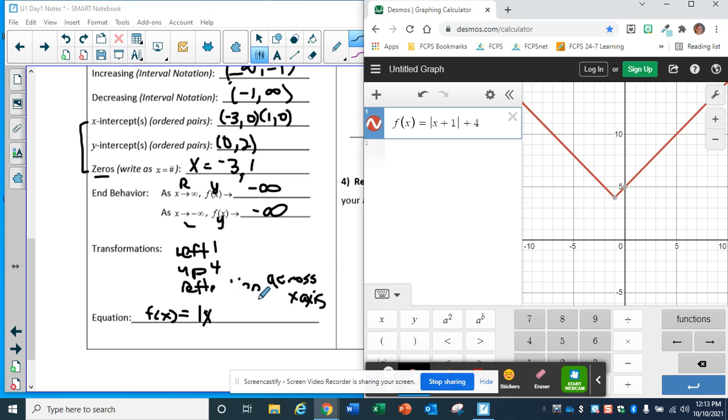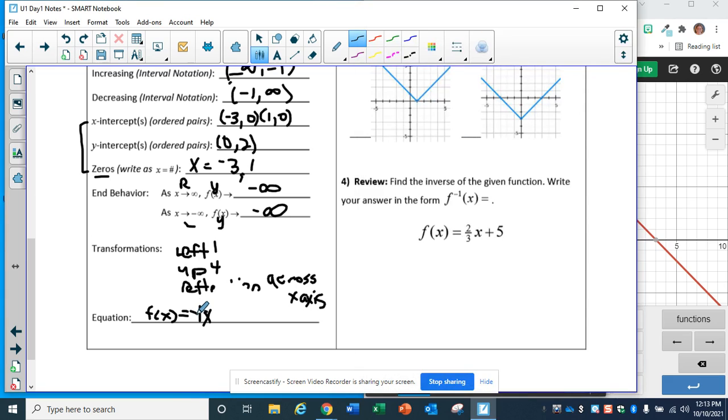Now I also want to reflect it across the x-axis, so I'm going to put a minus here in front, and that will reflect it across the x-axis. All right, so there's my minus in front. I've got a plus 1 because I want it to go to the left, and a plus 4 because I want it to go up. And this says reflection across the x-axis. There are 3 transformations, and there's 1, 2, 3 in the equation. You can see it in the equation.